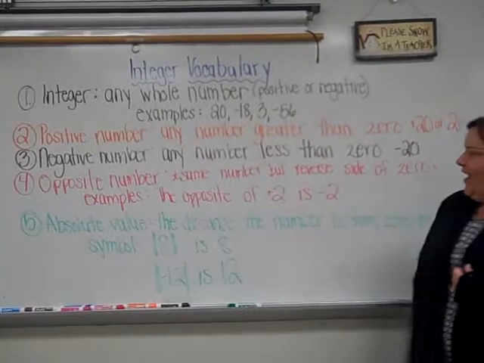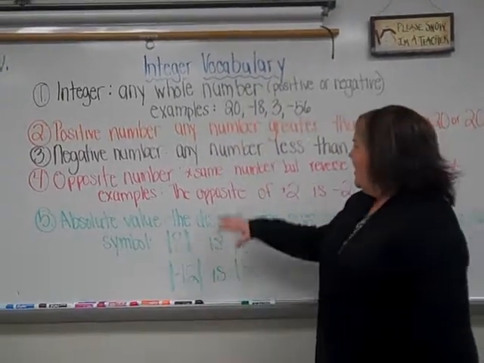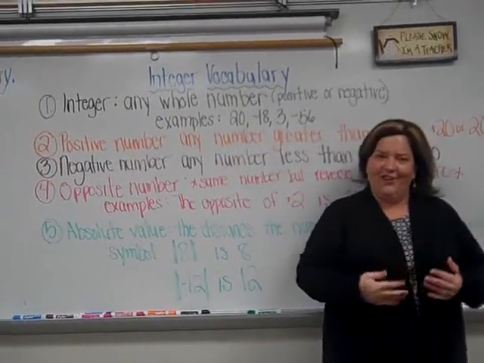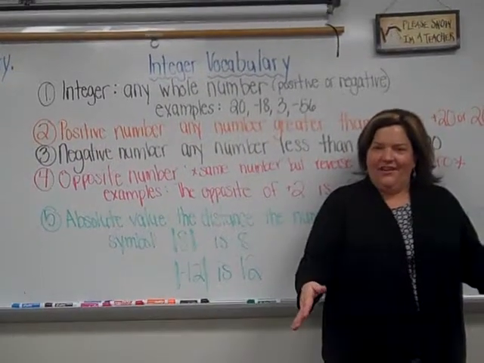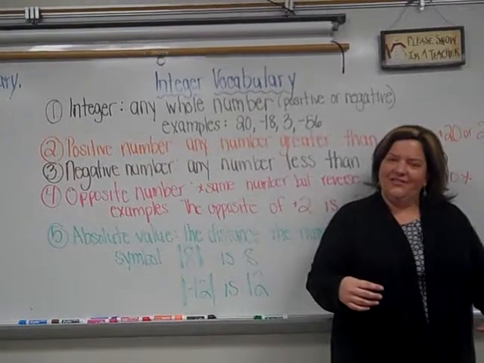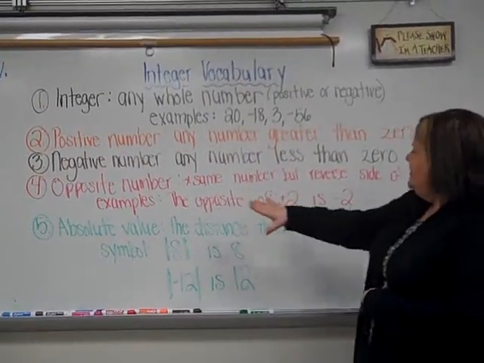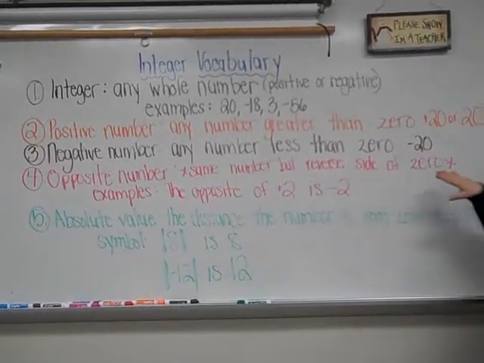Our fourth vocabulary word is an opposite number. Now, as I looked for the definition for opposite number, I really didn't like any of the specific definitions, so I decided to come up with my own. An opposite number is the same number, but on the reverse side of 0.